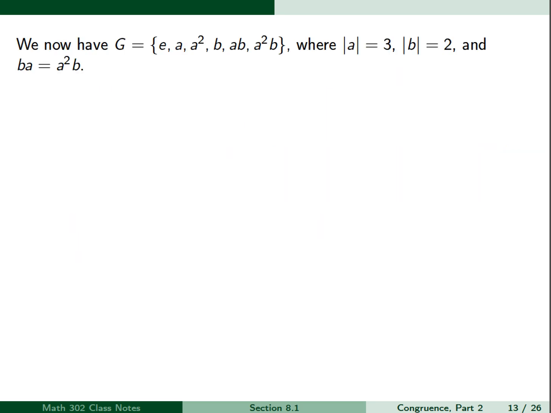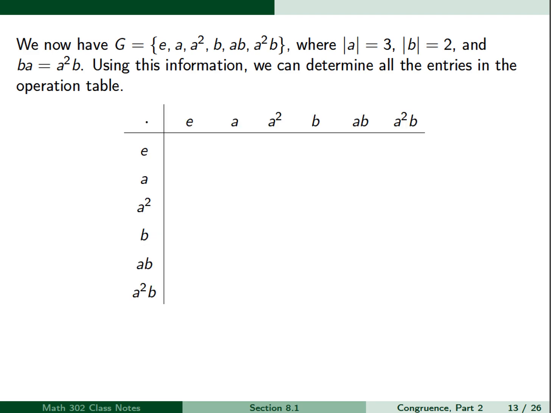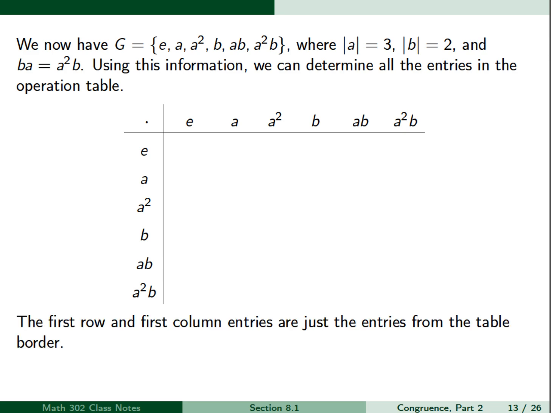We now have our group G consisting of the elements E, A, A squared, B, AB, A squared B, where the order of A is 3, the order of B is 2, and BA is equal to A squared B. Using this information, we can determine all the entries in the operation table. So we'll start by setting up the table. And the first row and first column entries are just going to be the entries from the table border. So we get those filled in.